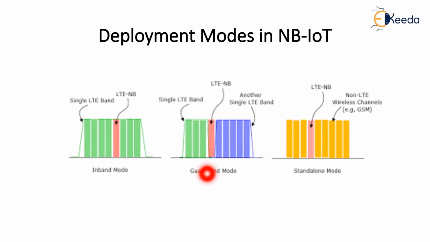Next one is the guard band mode. So the frequency on the edge of LTE is utilized. So here is a single LTE band, another single LTE band. So it is guarding the LTE narrowband. So next one, in-band mode. So in-band mode is the one where one resource block is used in the frequency band of LTE. So here the single LTE band has one block of resources used by the LTE narrowband.